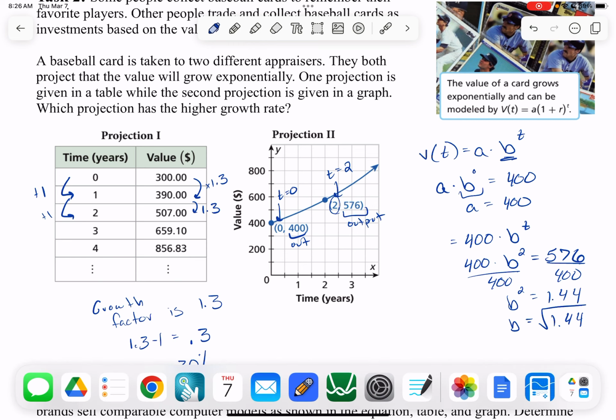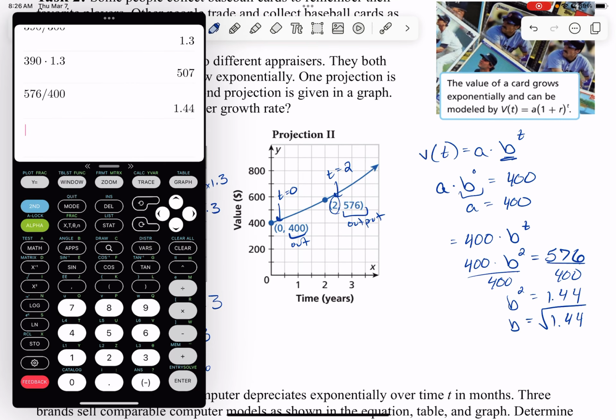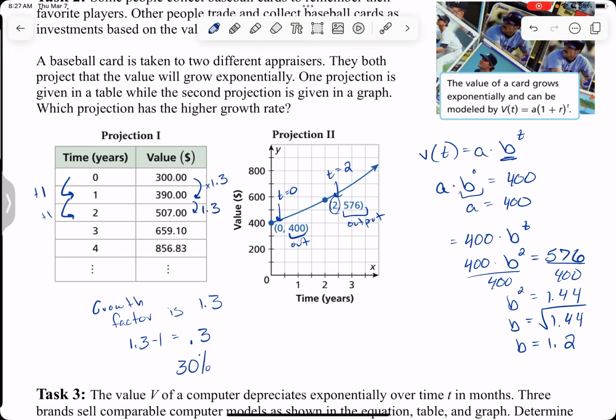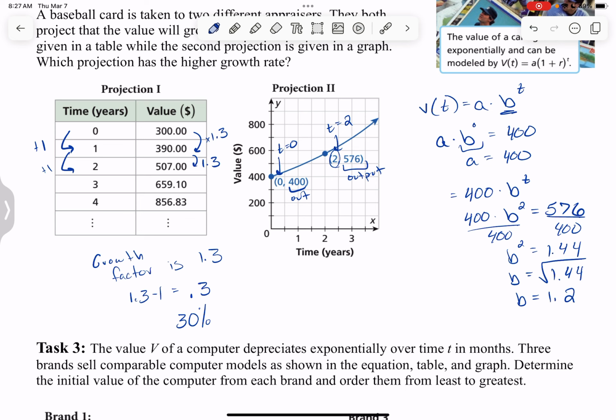So let's grab my calculator again and type in the square root of 1.44, which is 1.2. B is exactly equal to 1.2. No rounding there, it's exact. So my base there is 1.2, so I'd have 400 times 1.2 to the t. Again, 1.2 minus 1 is 0.2, which is 20%. So this one goes up by 20%, this one goes up by 30%.